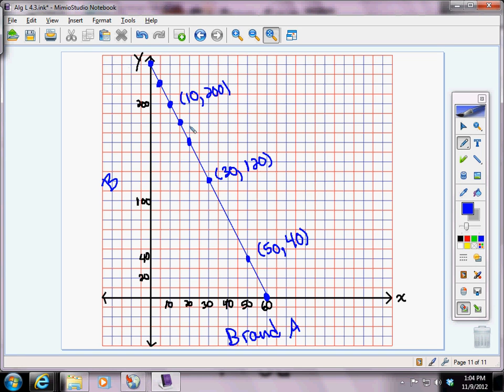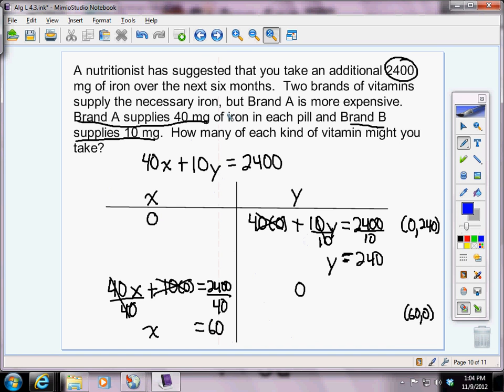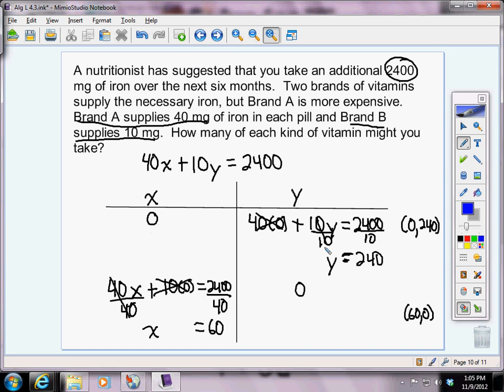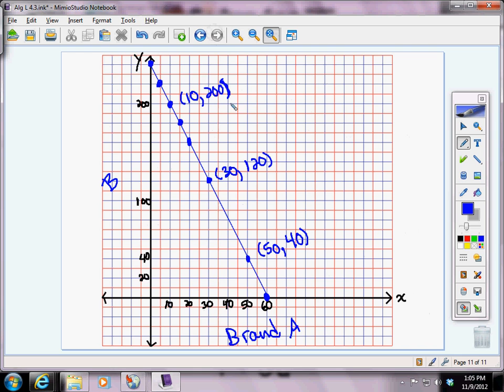Now the purpose of this graph and having all these different solutions is you could analyze which would be the least expensive, because remember, it does say brand A is more expensive. Now this question doesn't ask it, but it just says how many of each kind of vitamin might you take. This line here represents all the different combinations, and from here you could analyze which is the most cost effective, and that's why being able to create lines like this would be helpful in a real life situation. So again, using our intercepts, we were able to substitute 0 for x, solve for y, substitute 0 for y, solve for x, and get a graph of all the possible combinations we could have.